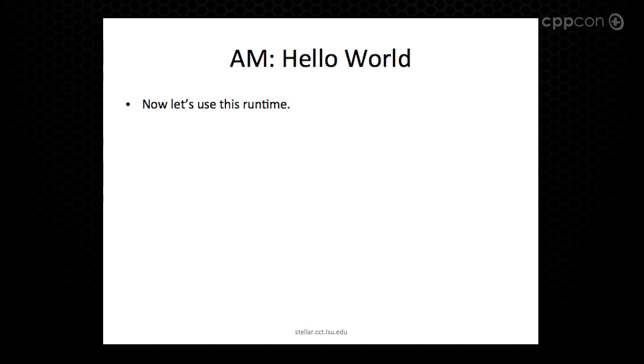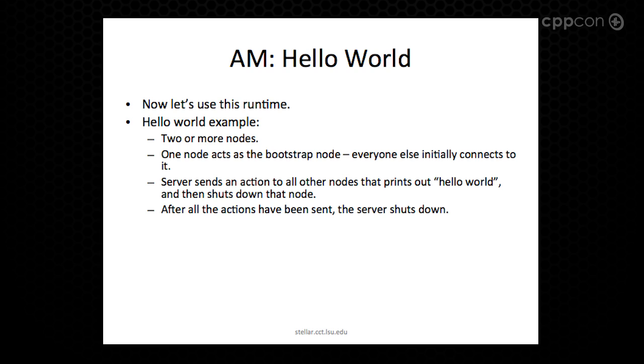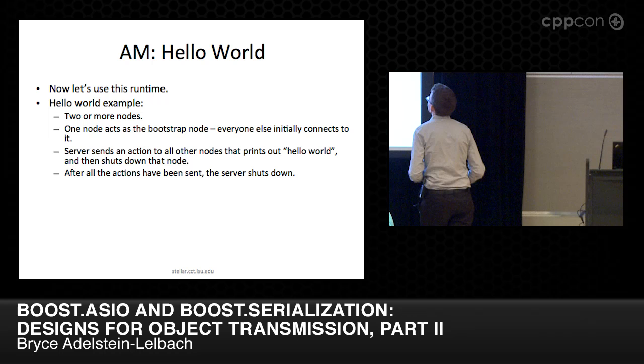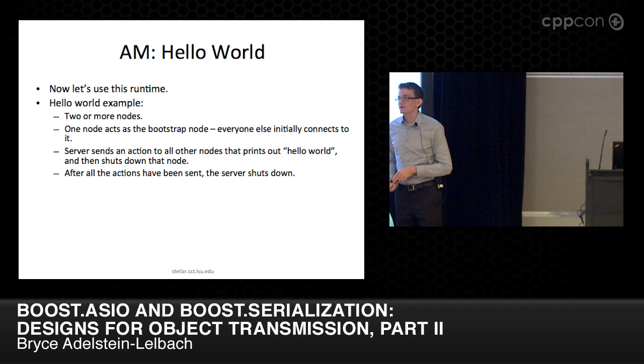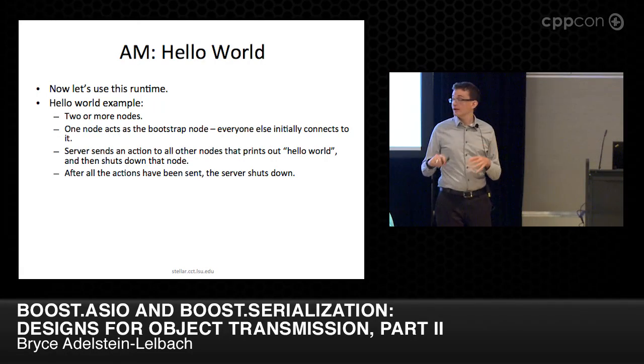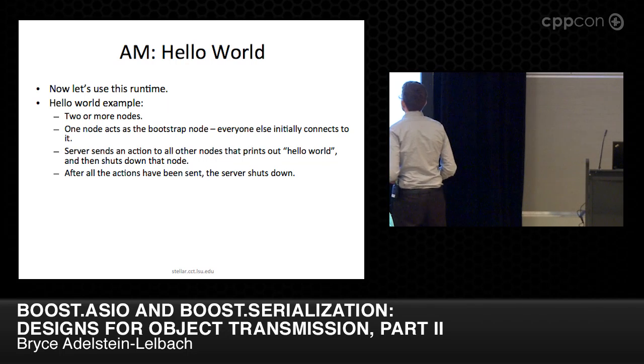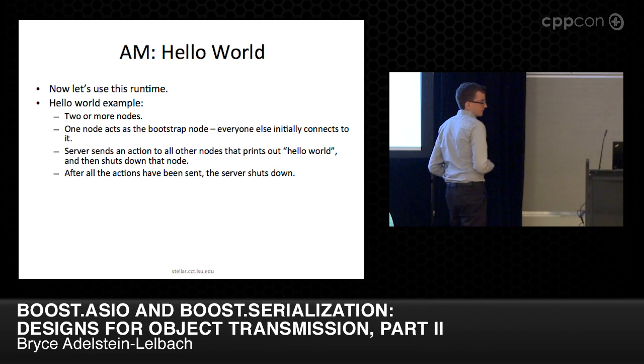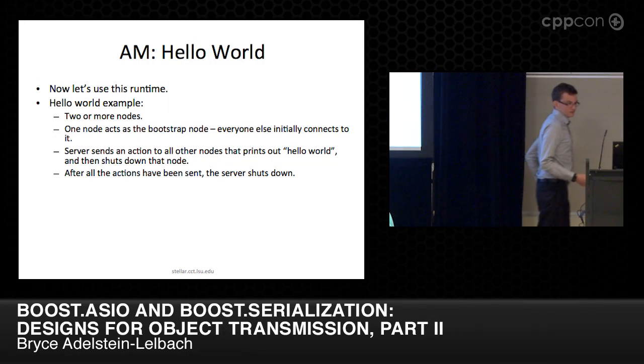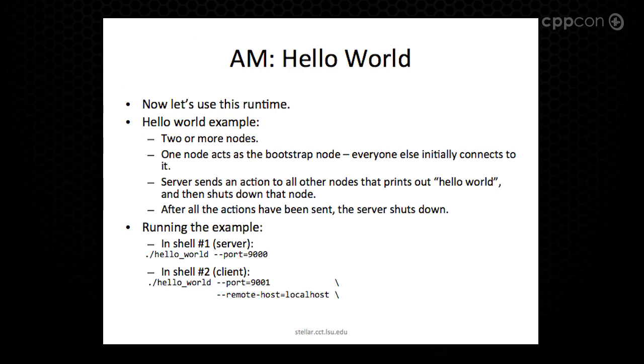So now we've looked at this little runtime, and let's write a little hello world example with it. We're going to have two or more nodes. One of these is going to act as the bootstrap node, so everybody else connects to it initially. And then the server is going to send an action to all of them that is going to print out hello world. And after that, we're going to shut down. So running the example would look like this.